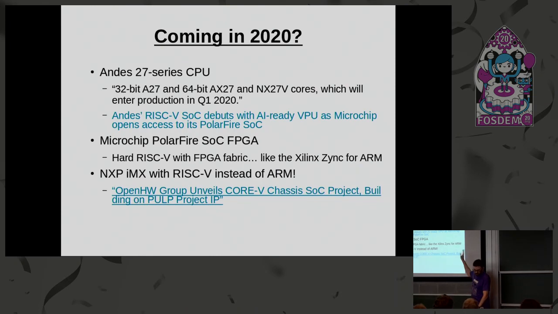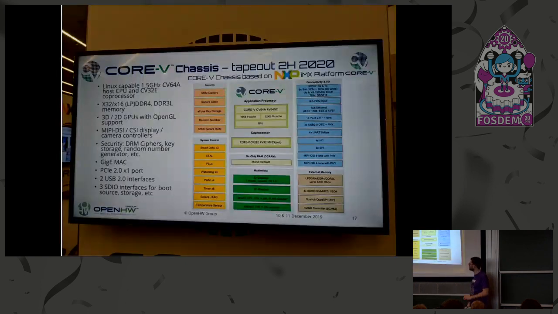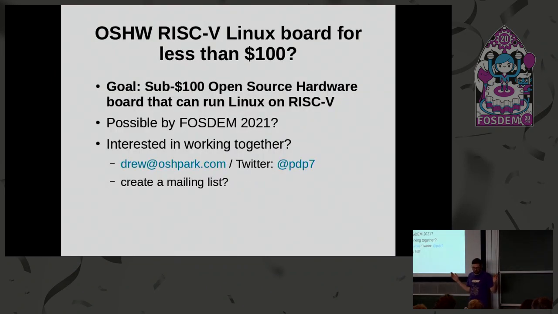By the way, in these slides, there are links to all these different articles if you want to check them out. One of the things I would love to do is get a group of people together that want to help make a cheap Linux-capable open source hardware board. I think we have to wait for a chip like this to come out. So if you're interested, get in touch with me.